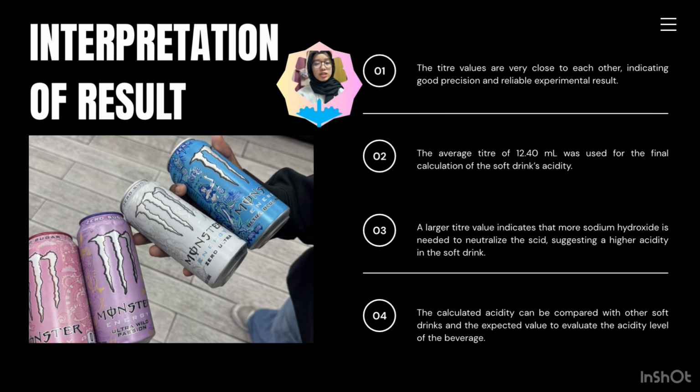The consistent titer values indicate that the titration was carried out with good precision. A higher titer value means that more sodium hydroxide is required to neutralize the acidity in the soft drink, which indicates a higher acidity. Therefore, the calculated acidity can be used to compare different soft drinks or to evaluate the acidic content of the beverage.